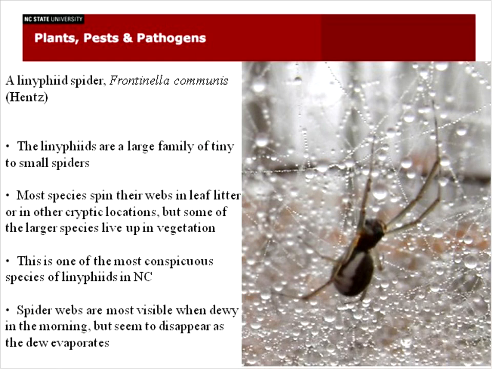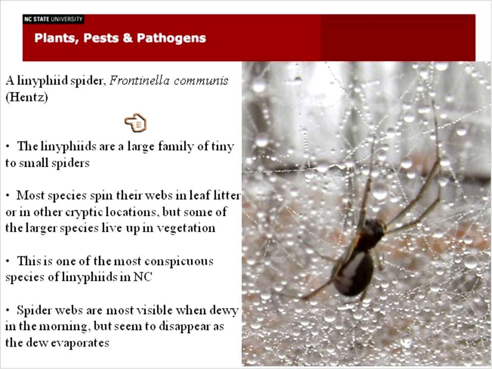This is the spider itself. It belongs to the family Linyphiidae. Linyphiids are a large family of mostly tiny spiders. Even the biggest ones could only be called small at best. And the majority of the species of Linyphiid spiders spin their webs in leaf litter or other hidden locations. Some of them live in caves. Some of them may live in animal burrows, but usually in well-concealed locations.